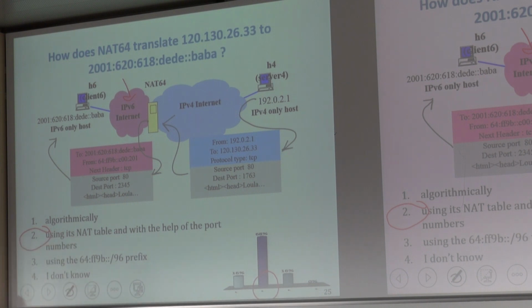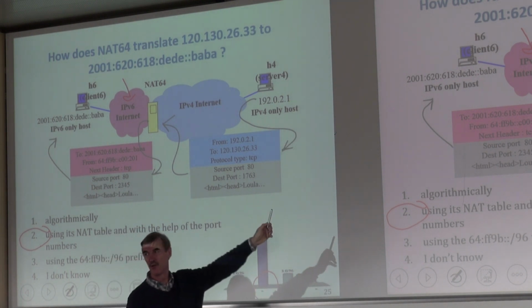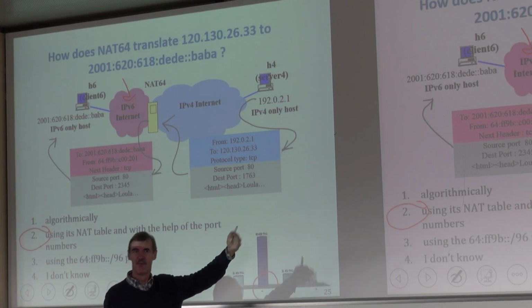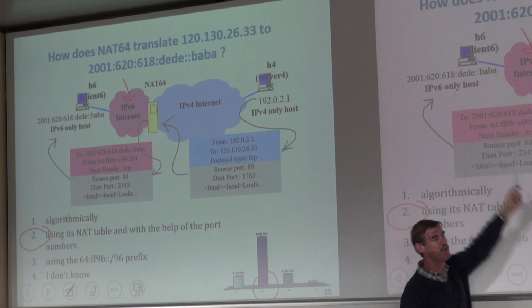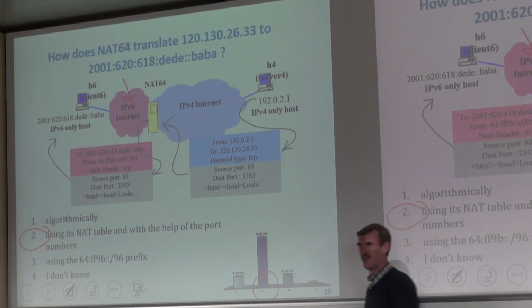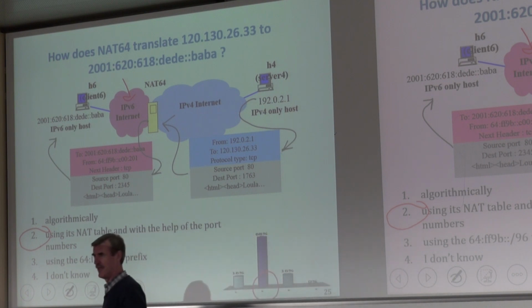Yes? It starts with the 64:FF9B prefix. Mm-hmm. So this means that it's originally an IPv4, but the NAT translated to... Yes, but if you have a large IPv6 internet here with thousands of routers, by which magic will you make sure that those packets that have to reach the IPv4 internet go to the NAT64? You need to do something in the network.